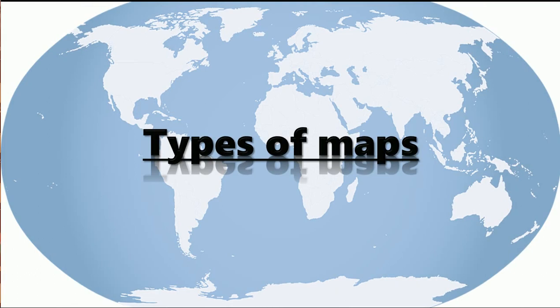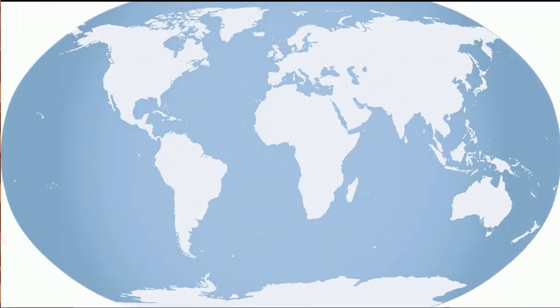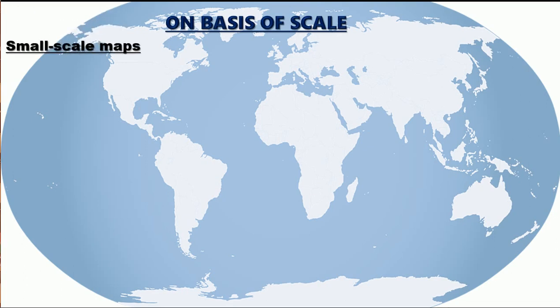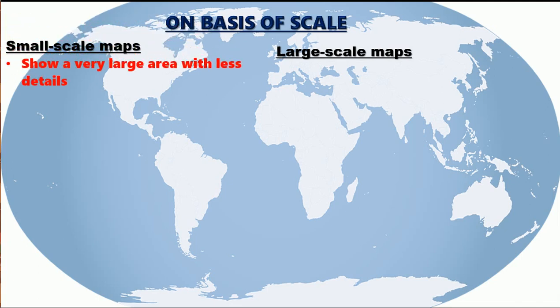Types of maps. Right now we'll be discussing the very first type, that is on the basis of the scale. On the basis of scale, the maps are classified into small scale maps and large scale maps. What are small scale maps? Small scale maps are basically those maps which show a very large area with less details.